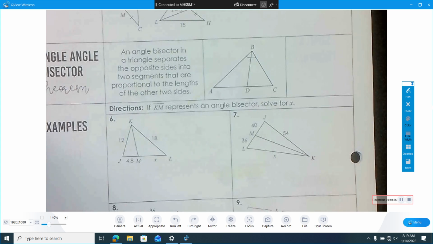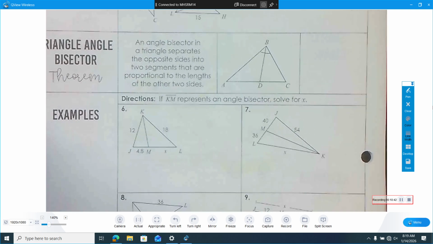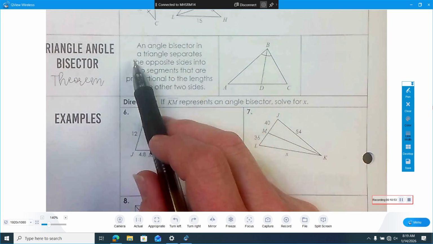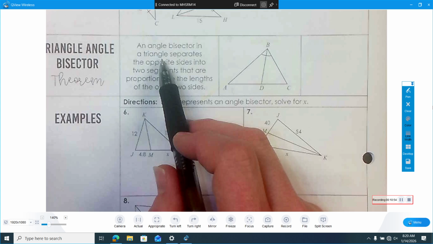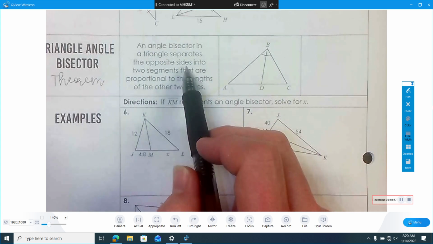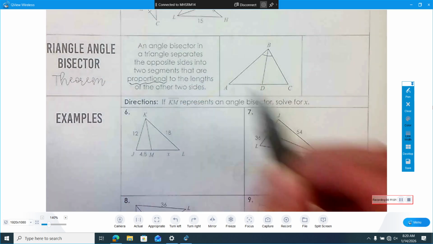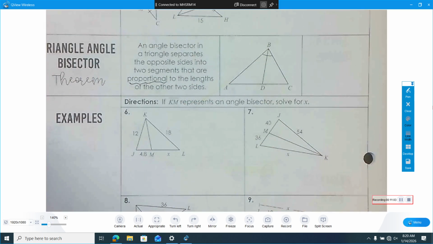All right. So here we have the angle bisector theorem. Now this is only one triangle versus what we were just looking at where they gave us similar triangles. So here we only have one triangle, but it turns out that an angle bisector in a single triangle separates the opposite sides into two segments proportional to the lengths of the other two sides.